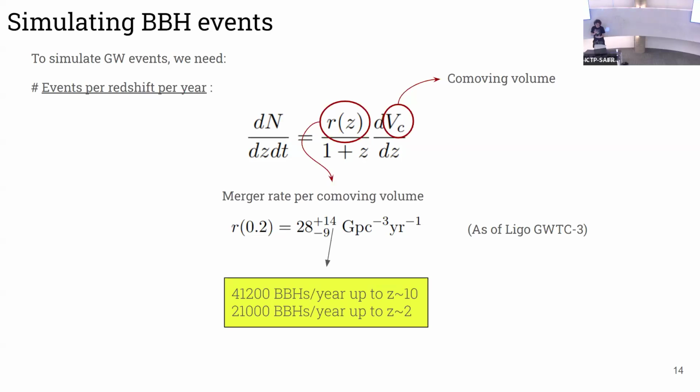So what we expect with this normalization is around 41,000 binary black hole mergers up to redshift 10, and around 21,000 binary black holes to redshift 2, which is what we will observe with Einstein Telescope and Cosmic Explorer. Also, Einstein Telescope can see higher mass black holes. Yes, so those are not included in this algorithm, if they are there.